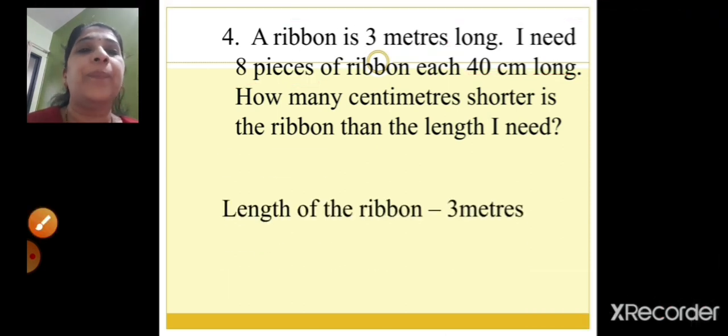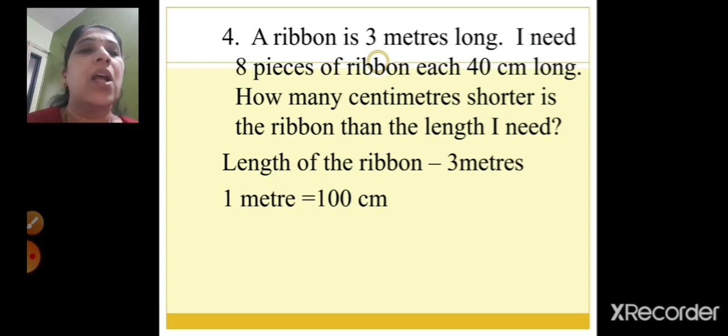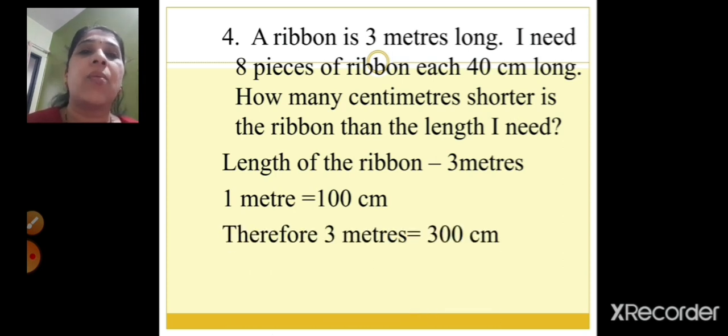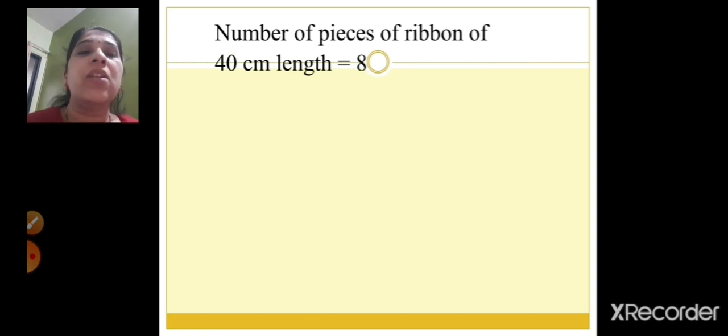So what will you do? Again you will write length of the ribbon is 3 meters and 1 meter is equal to how many centimeter? 100 centimeter. So therefore 3 meters is equal to 300 centimeter. Right? Now number of pieces of ribbon of 40 centimeter length is equal to 8. Right? We have to cut 8 pieces of ribbon of the length 40 centimeter. So 40 into 8 is equal to 320 centimeter. Right?